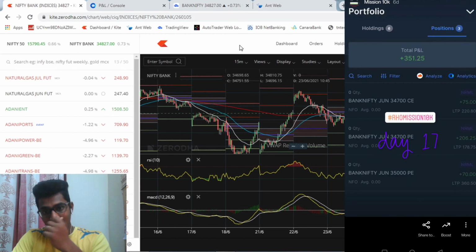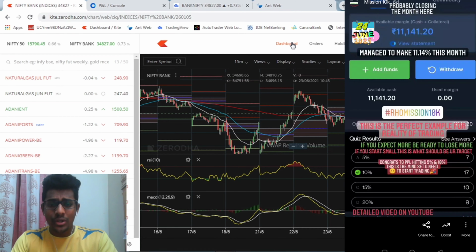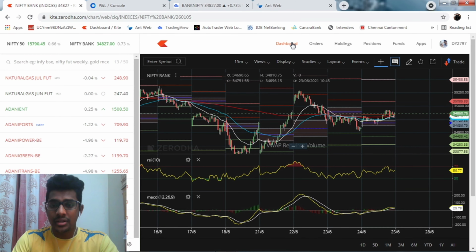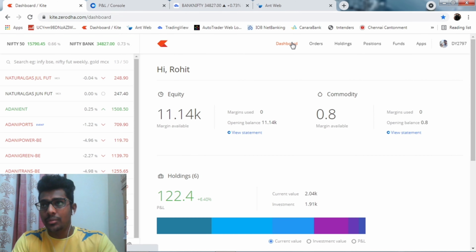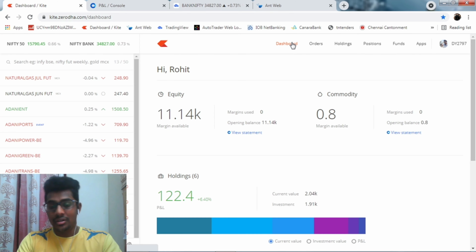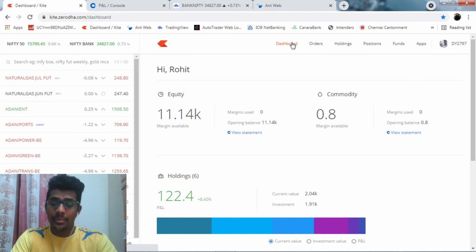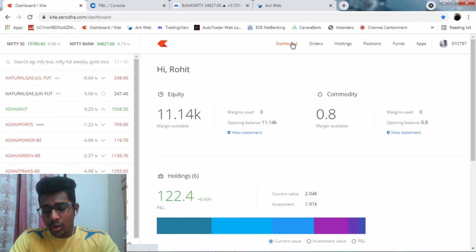This is my account, and we're going to dive into it and see what we did in the whole month from June 1st. I probably started this 10K mission around May 20th. I put in 10K and was planning when to start it as a mission in June, so I was waiting for June 1st, but I also had 4 trading sessions in May with this 10K. So on June 24th, the 10K is now 11,140 rupees.